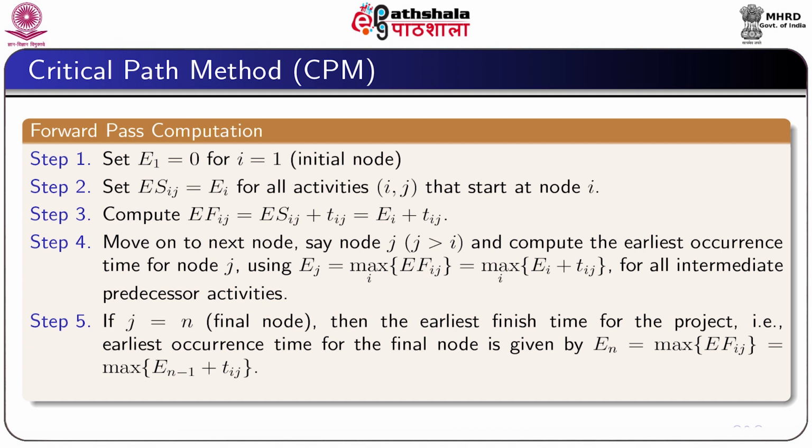In the next step, if j equal to n, which is the final node, then the earliest finish time for the project, that is the earliest occurrence time for the final node, is given by En is equal to maximum of EFij, which is equal to maximum of E(n-1) plus tij.